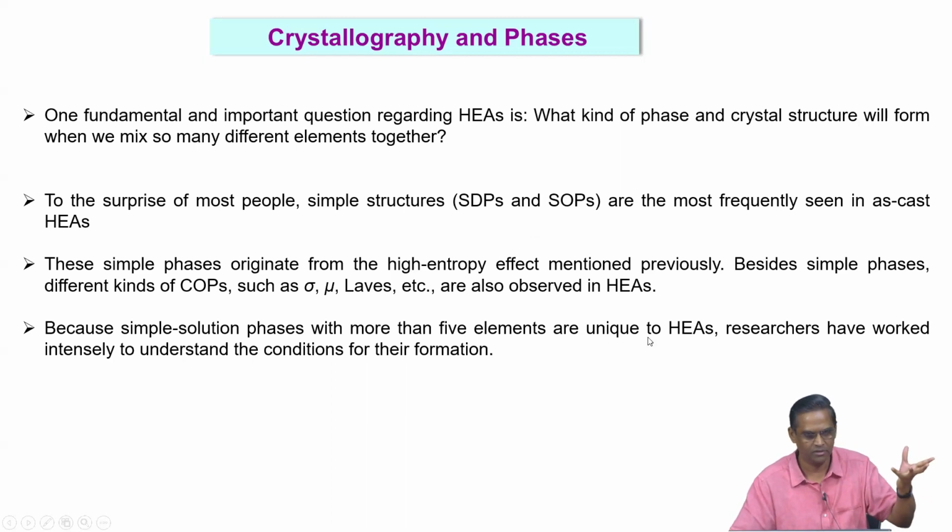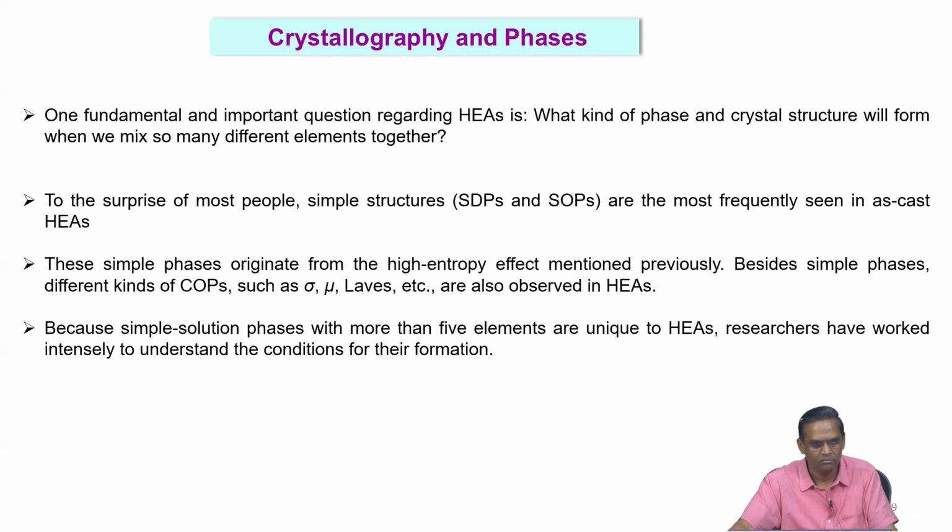Suppose I mix 5 equiatomic elements in equal proportion, what crystal structure should I get? Is there any idea? Hume-Rothery gives something, but that is only for binary. How do we think about it? How do we understand that?